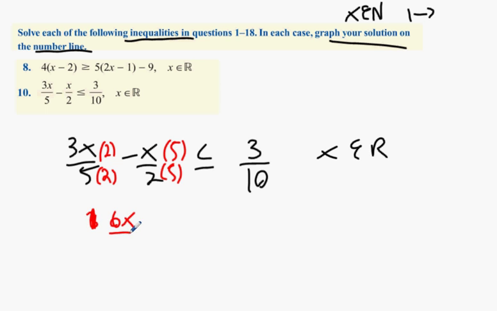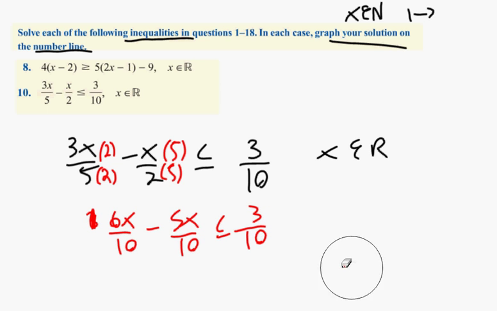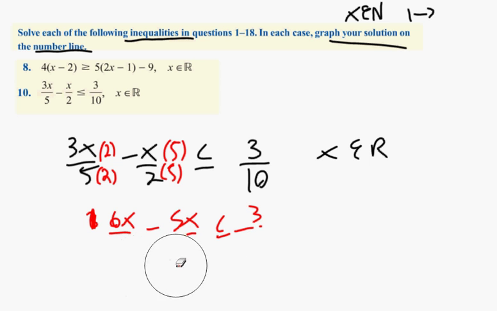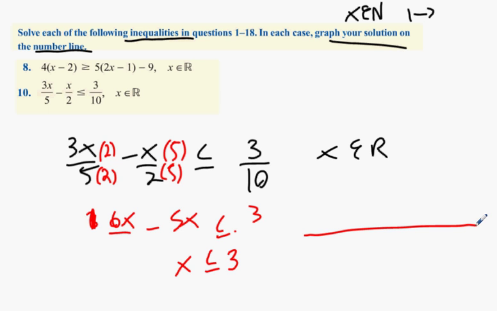6x over 10 minus 5x over 10 less than or equal to 3 over 10. Do the 10s matter? No. 10s do not matter. Then the 10s disappear. What next? x less than or equal to 3. Okay. Ryan, take the lead.